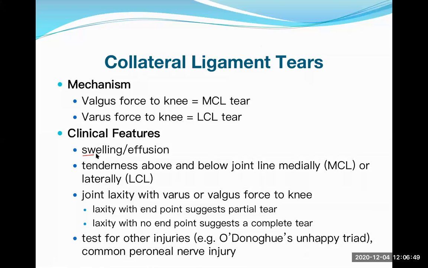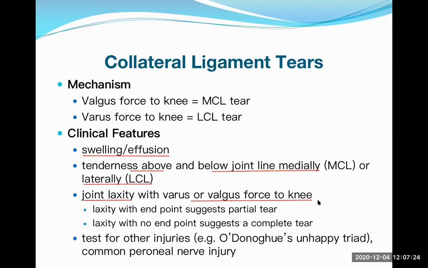Regarding the clinical features, what happens to the patient? There is swelling or effusion of the knee joint, because of the same trauma which is occurring to the knee. There may be tenderness above and below the joint line, medially in case of medial collateral ligament or laterally in case of lateral collateral ligament. This is known as joint line tenderness. There is laxity of the joint with varus or valgus force to the knee.